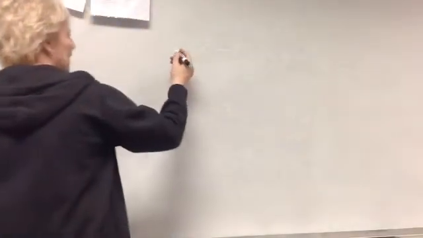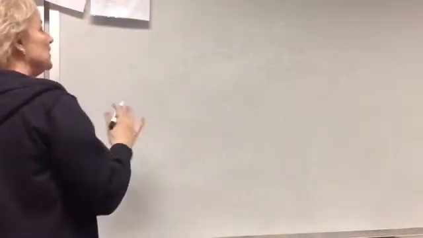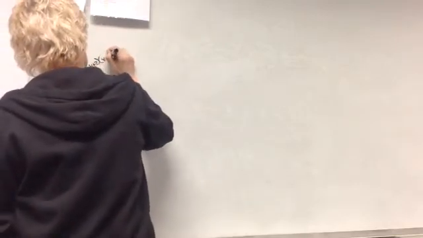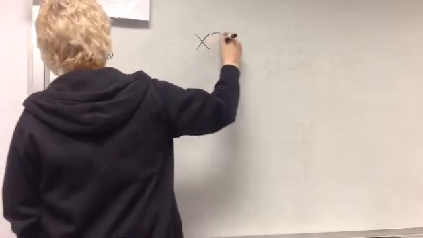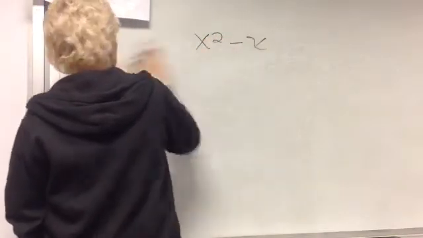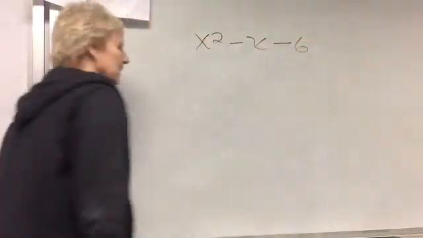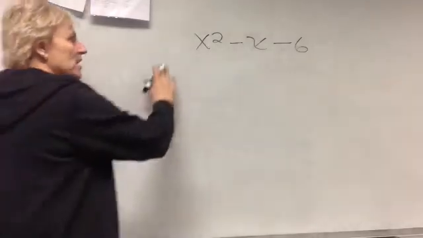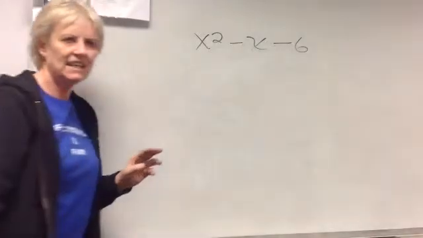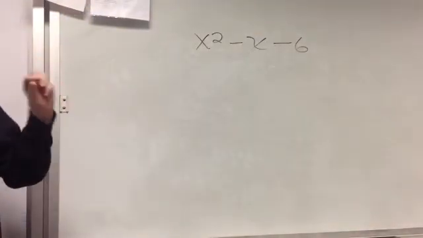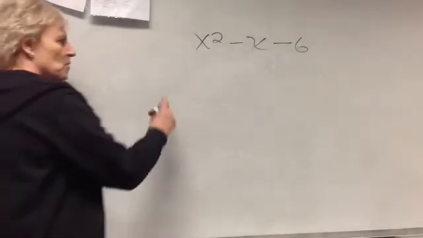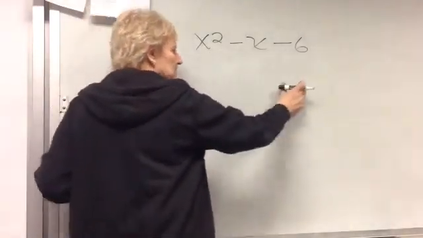Okay, let me show you another way. I'm going to take you one step farther that no one's done before. All right, x squared minus x minus 6. We're going to learn how to factor today. Now, there's no greatest common factor. We're going to turn it into 4 terms. It's going to be something plus something plus something plus something.